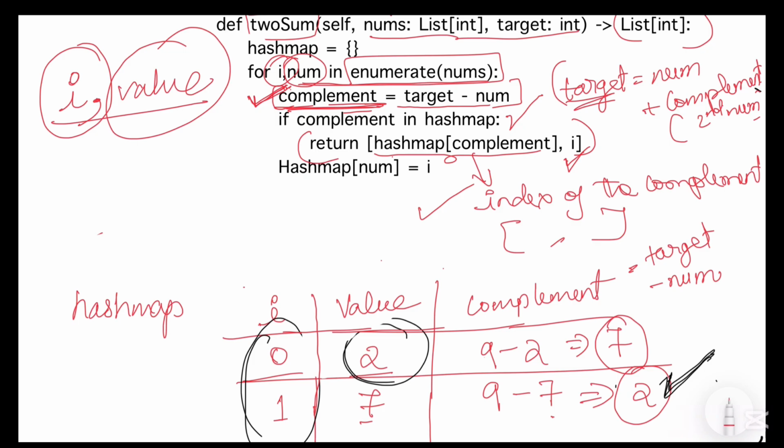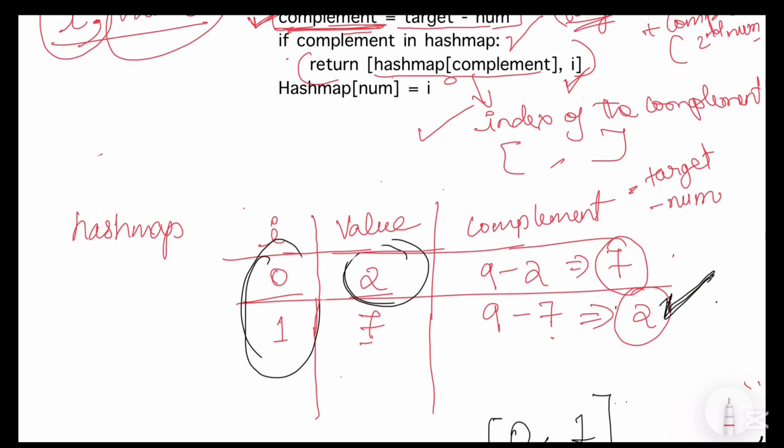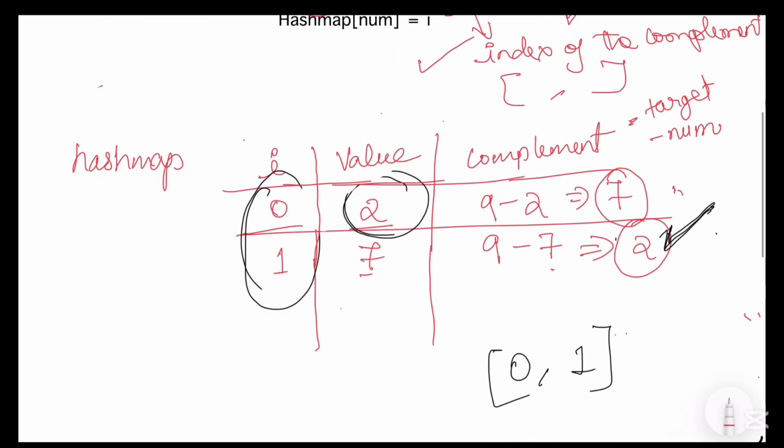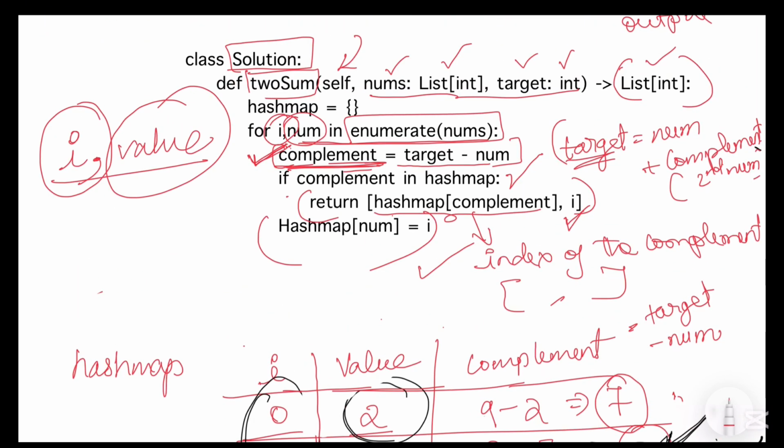If at all we do not find the complement in the hash map, we simply note this number down, and then we keep going, keep writing it in the hash map. Okay, so that is all.